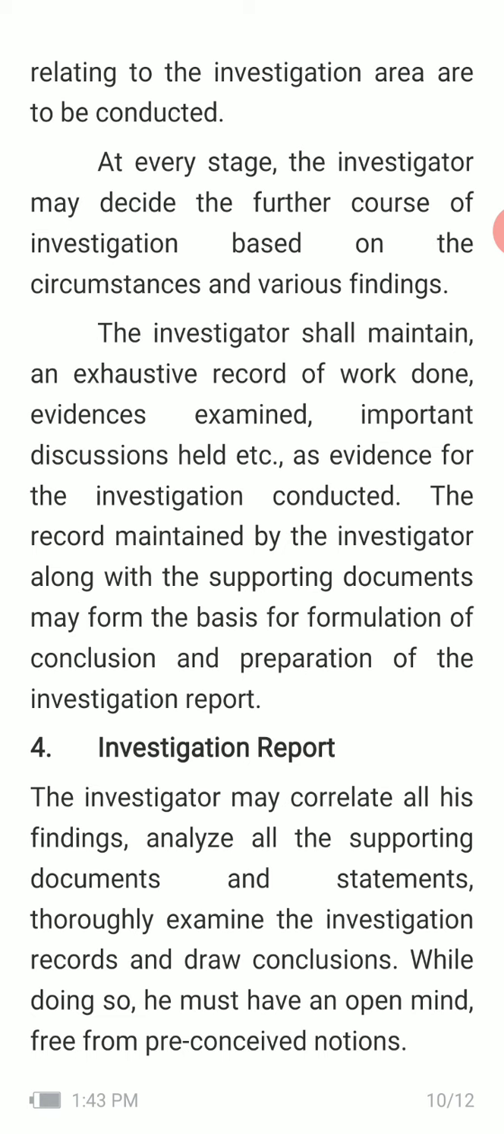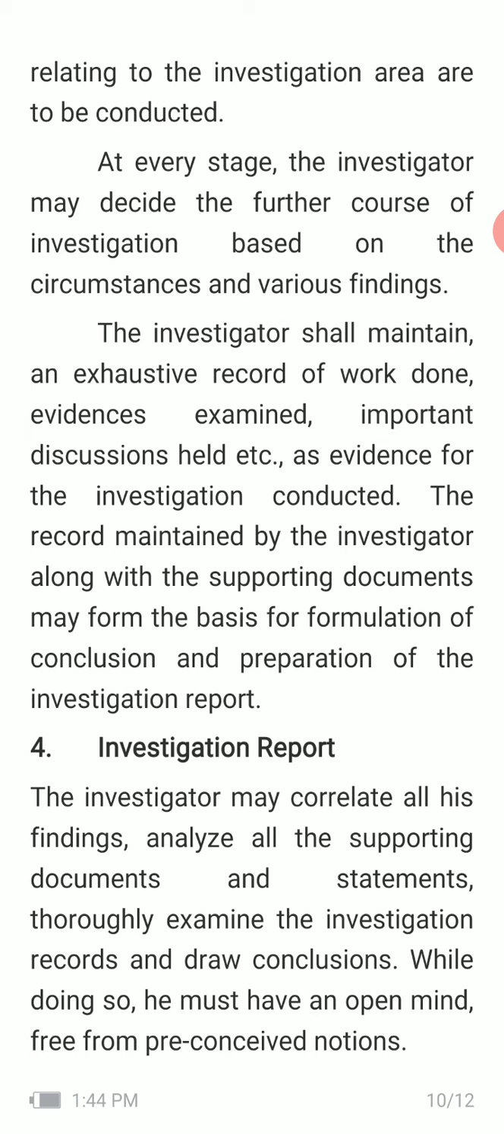He can investigate everyone. At every stage, the investigator may decide the further course of investigation based on the circumstances and various findings. So based on the circumstances and the findings, he can go for further investigation. If he finds anything messy, if any transaction is wrong, then he can ask the related person.